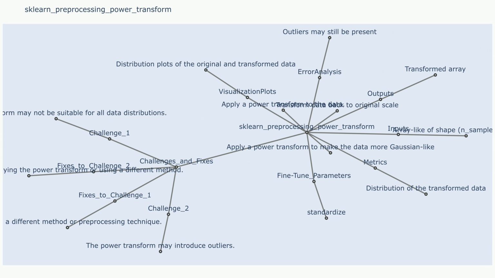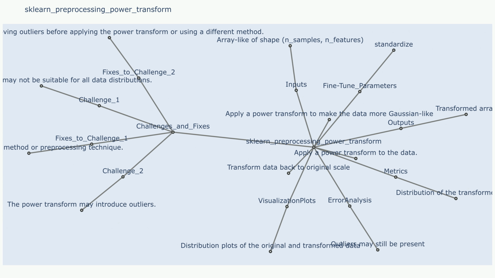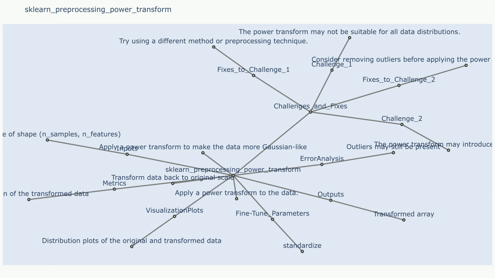Fixes. Scale the data: apply a scaling method like MinMaxScaler to bring the values into a more manageable range before transformation. Consider alternative methods if the data has extreme values and the power transform doesn't work well. Try other methods like logarithmic transformation or a robust scaler.